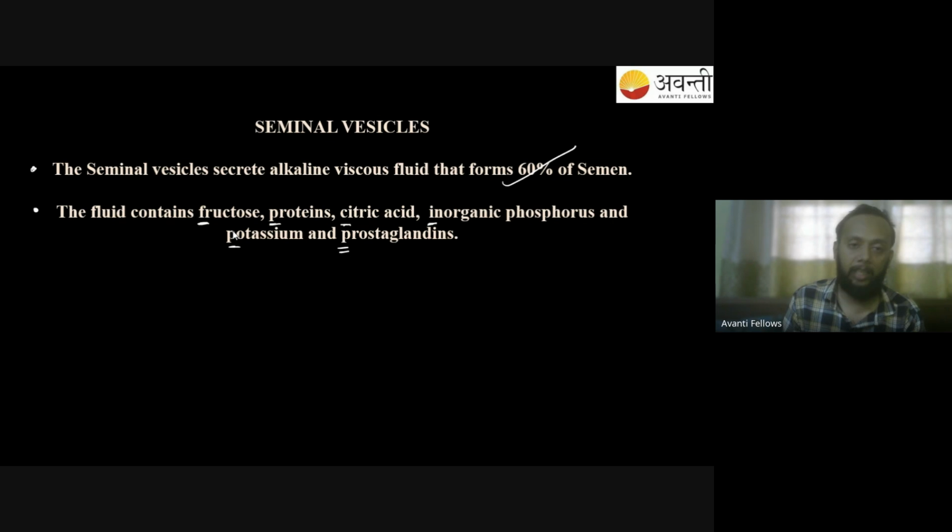Fructose is a source of energy. Prostaglandin is something which can trigger the rhythmic contraction of the uterus, which allows a smooth transportation of the male gametes. So these are the 2 things you have to remember. ये सब आपको याद रखना है, लिख लेना ये सब चीजें. You have to remember all those things very carefully.